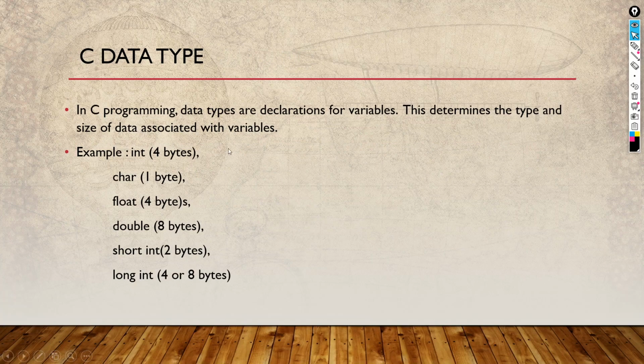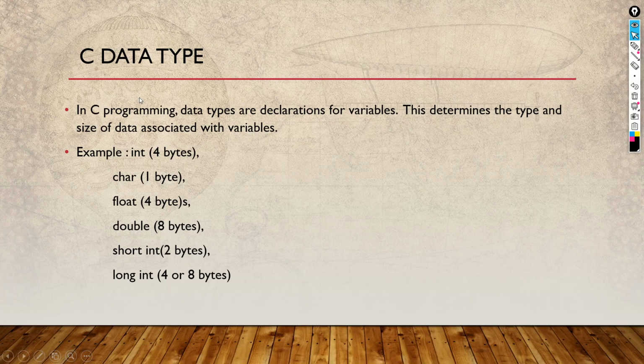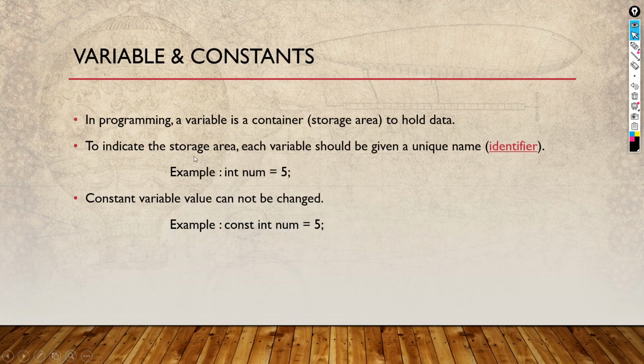Now what is this int? This int is called a data type. In the C programming language, data types are declarations of variables. That means what kind of data I want to store in num. This int is nothing but integer. This is a type of data: what type of data I want to store in the variable. This is integer type of data, this 5. So I have declared this variable as integer.